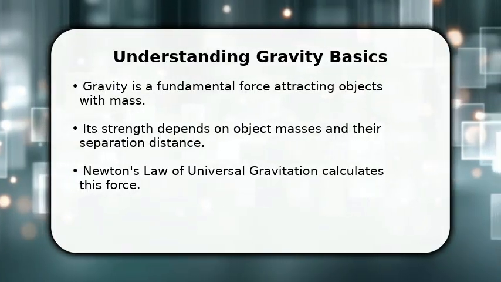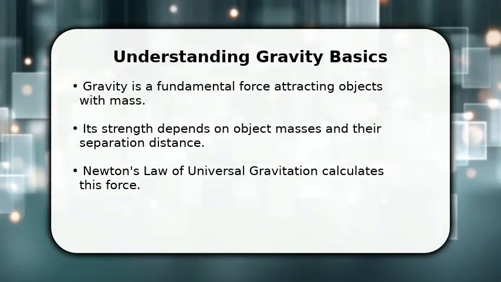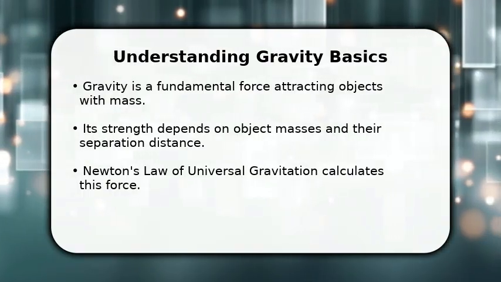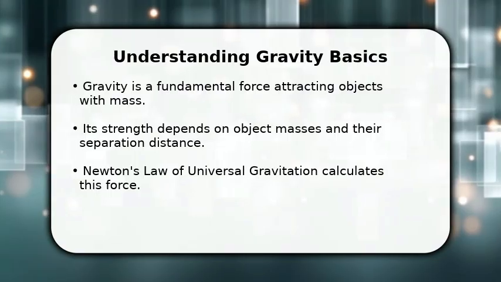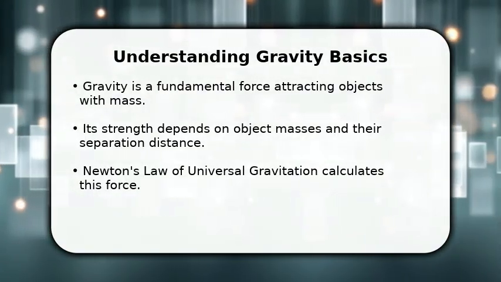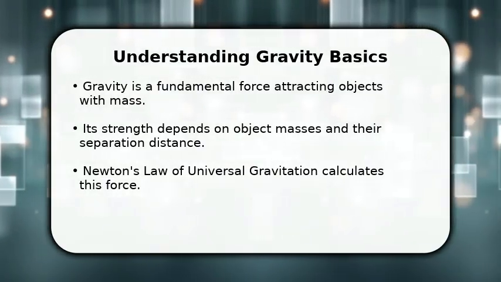We'll start by understanding that gravity is a fundamental force, pulling objects with mass towards each other. The strength of this pull isn't constant. It depends on how massive the objects are and the distance separating them. We use Newton's law of universal gravitation to precisely calculate this attractive force.